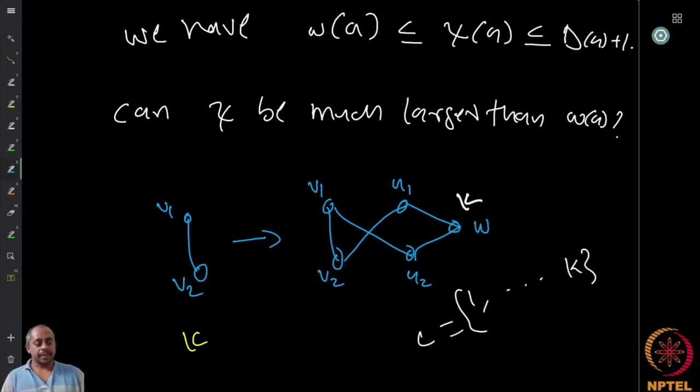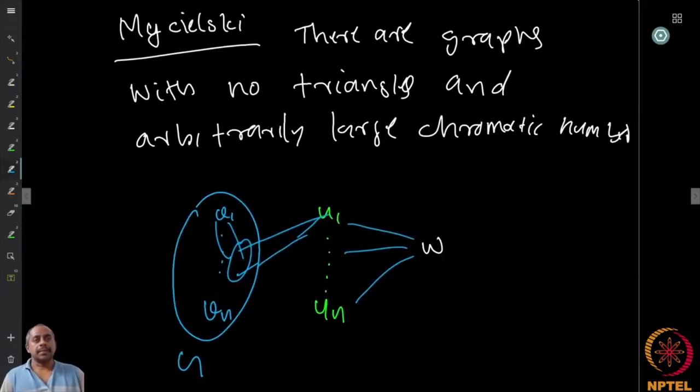So here is a better picture, I think. We have this graph G and U1 to UN, and UI is adjacent to all the neighbors of VI also. So UI and VI are basically clones, exactly the same vertex, just one copy of VI. And the UIs are independent, and then W is adjacent to all of the UI. So now, to show that there is no K-coloring, I will assume without loss of generality that W is colored with color K.